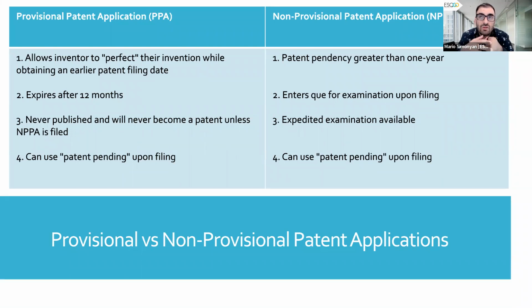So if you already have your product and you know exactly what it's going to do and what it's going to look like, then you would go ahead and file a non-provisional. But if you don't, if you're still in the planning and research and development stage, you would go ahead and file a provisional patent application, okay? And again, this is just for utility patents, not for design patents, only for utility patents.